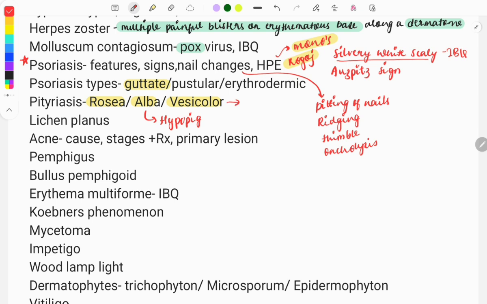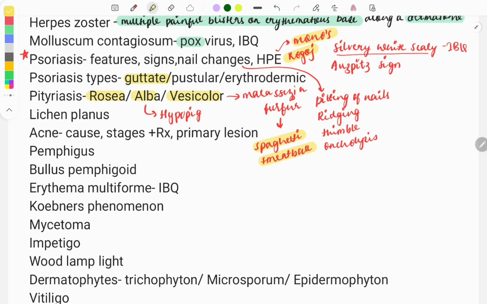So the next type, pityriasis versicolor, is caused by Malassezia furfur. The topics related to it you need to remember are that it looks like spaghetti and meatball appearance. Spaghetti and meatball, and image-based questions are asked, and also the causative organism is asked.